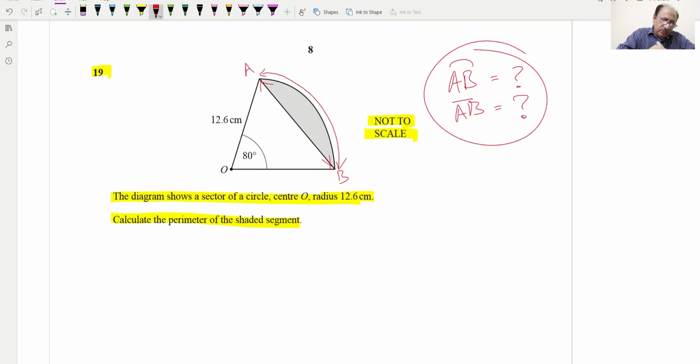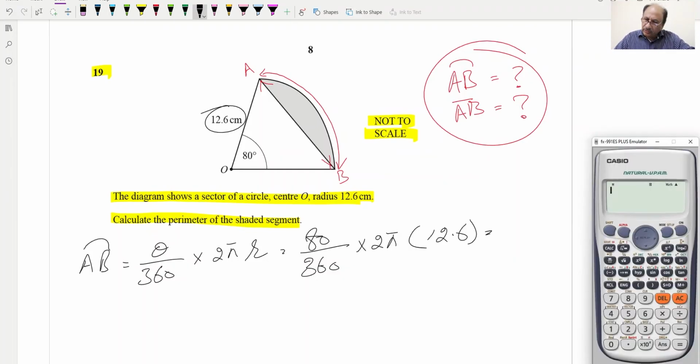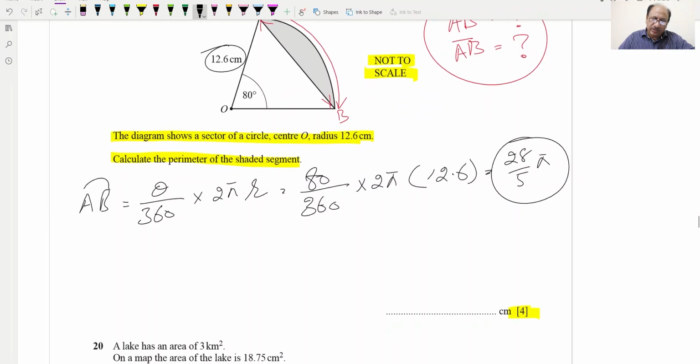First find the arc length AB, which is equal to theta over 360 into 2 pi r. Theta is 80, so 80 over 360 multiplied by 2 pi, and r is 12.6. If we calculate this, it is equal to 28 over 5 pi. I have taken it in terms of pi so that we will not lose the decimals.